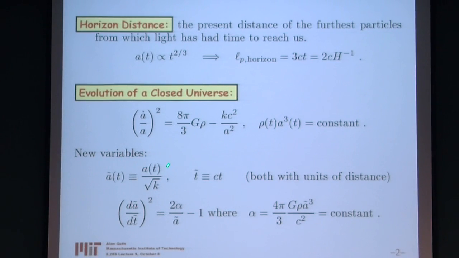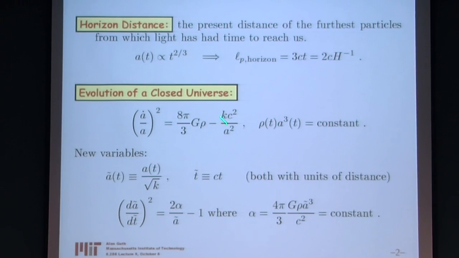So the scale factor itself has units of meters per notch, and that's not a length, and notches we'd like to get rid of because we know they're unphysical. That is, there's no standard for what the notch should be. So if we divide a of t by the square root of k, the notches disappear, and we get something which just has the units of meters, or units of length. And I call that a tilde of t. Similarly, but more obviously, t can be turned into a length by just multiplying by c, the speed of light. So I defined a variable t tilde, which is just c times t. So both of these new variables with the tildes have units of length.